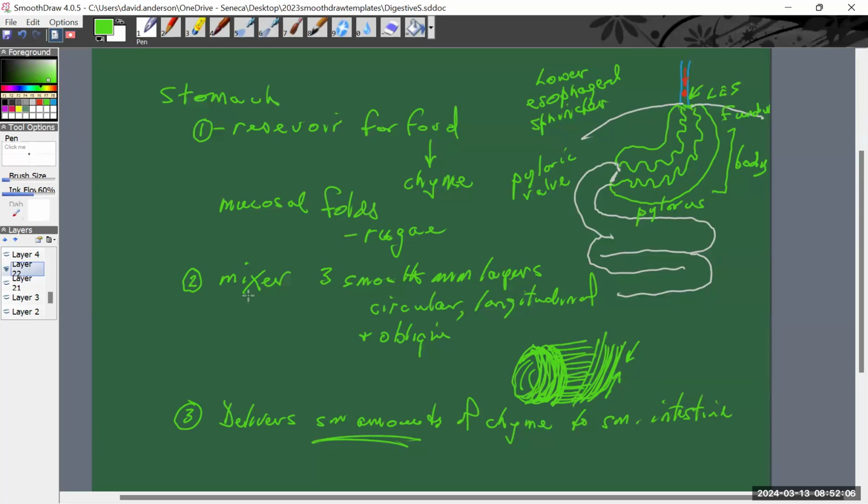So the goal of mixing is to expose food to the gastric secretions. So you can appreciate that if we're mixing, because of these three layers of muscle, that would be mechanical digestion. But when we expose the food to gastric secretions, our goal there is to introduce chemical digestion, enzymes that are part of this gastric juice or gastric secretions that are going to help us with the digestive process.